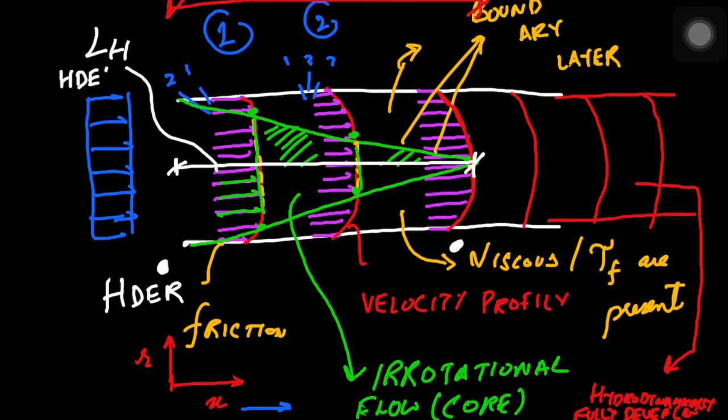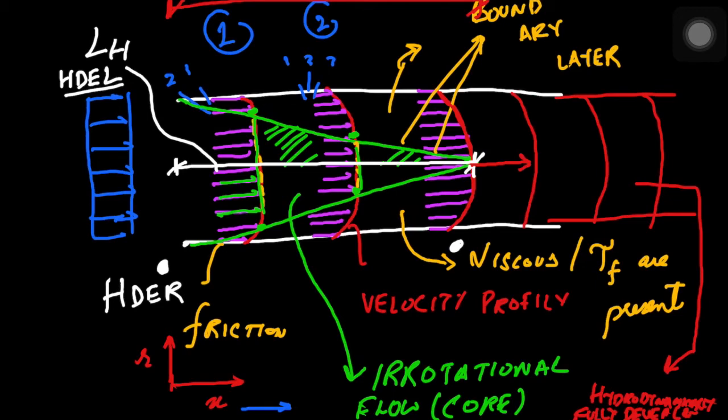Hydrodynamic entry length. So after this point, the flow is fully developed. So it is hydrodynamically fully developed flow. A flow is said to be fully developed when the normalized temperature profile remains unchanged as well. So we need to understand that the temperature profile and the heat transfer are also constant.